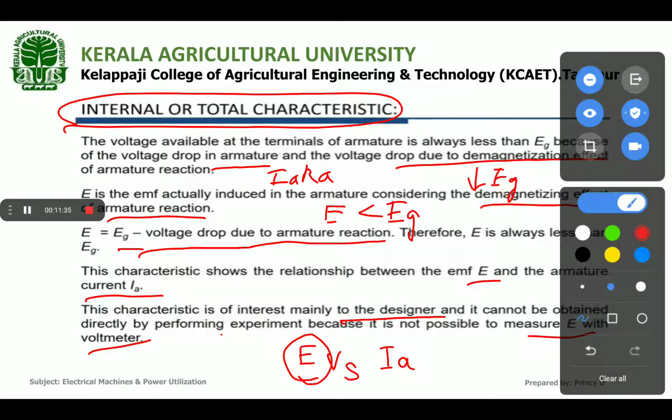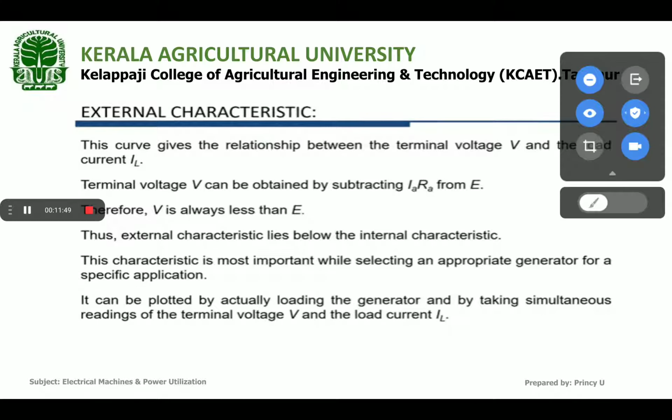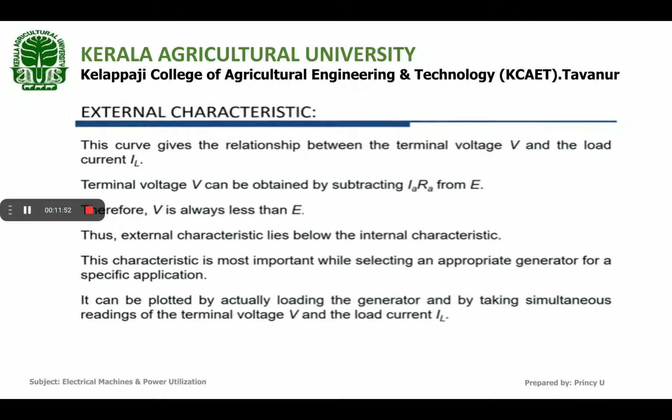ഓക്കെ, ബട്ട് നമ്മളൊരു ഏത് ഡി സി ജനറേറ്ററിനെ സെലക്ട് ചെയ്യണം ഓരോ പർട്ടിക്കുലർ അപ്ലിക്കേഷനെ ബേസ് ചെയ്തിട്ട് എന്നൊക്കെ തീരുമാനിക്കുന്നത് നമ്മുടെ എക്സ്റ്റേണൽ ക്യാരക്ടറിസ്റ്റിക്സ് വെച്ചിട്ടാണ്. So the next one is external characteristics. Okay, so external characteristics means this curve gives the relationship between output terminal voltage and the load current IL. So the terminal voltage V can be obtained by subtracting armature voltage drop IaRa from E. So therefore V will be always less than E. Thus external characteristics lies below the internal characteristics.